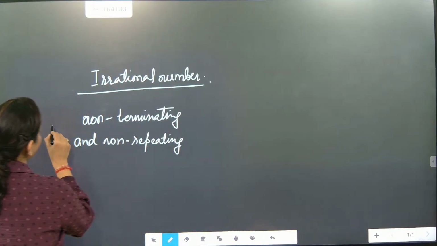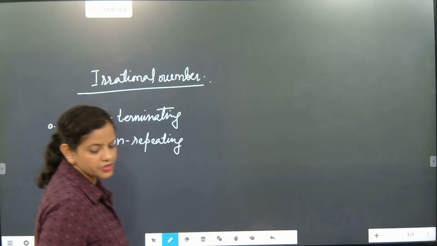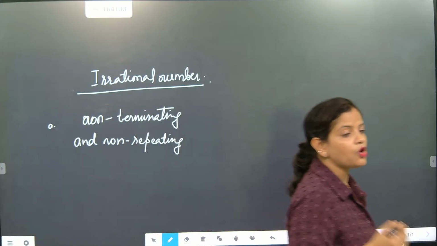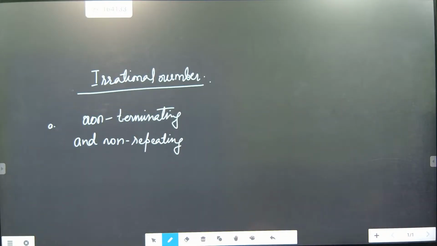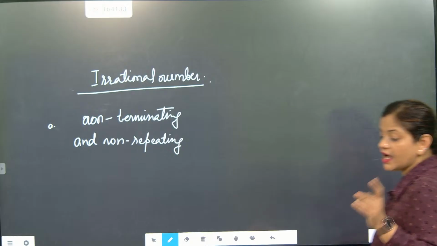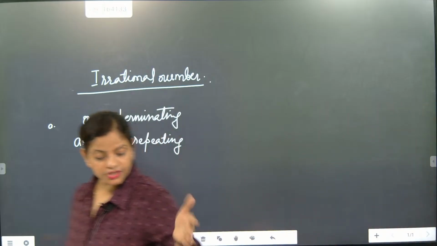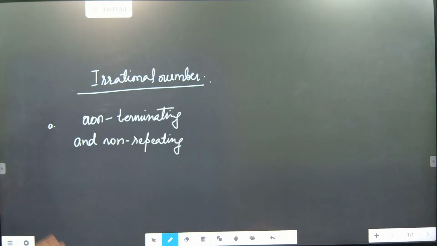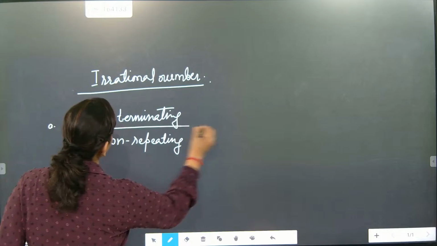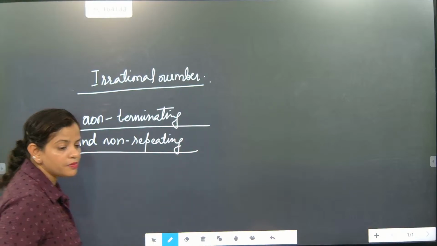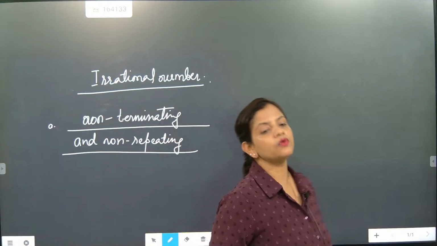So this is exactly the basics of irrational numbers. Irrational numbers are non-terminating and non-repeating. Such numbers are considered irrational numbers. If somebody asks you about non-terminating, non-repeating numbers, what answer are you going to give?